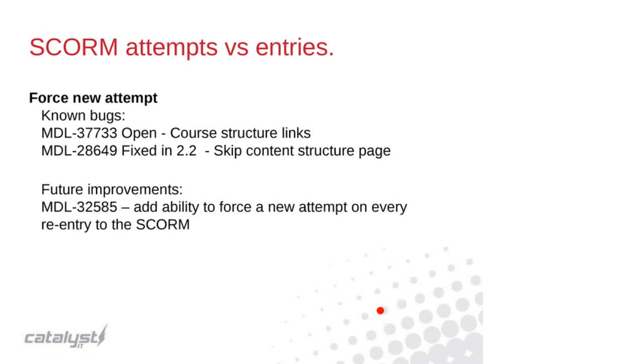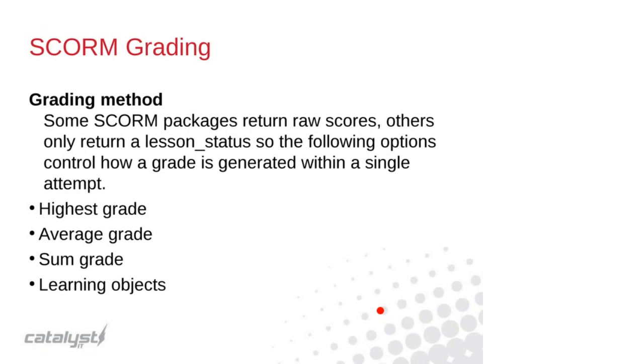There's also a future improvement I'd like to make at some point, which is to add the ability to force a new attempt on every re-entry, which to me breaks the SCORM specification, but it's what a lot of people seem to be wanting. They want the full history of the grades to be kept and each entry to the SCORM to be an attempt. So that's something I want to add at some point, and there's a Moodle tracker issue there for it. If this is really important for you, feel free to drop me an email and tell me that you've got heaps of funding, and I'm happy to be paid for my time to do it. Otherwise, it's going to sit there in the tracker for a while until I feel enthusiastic about it.